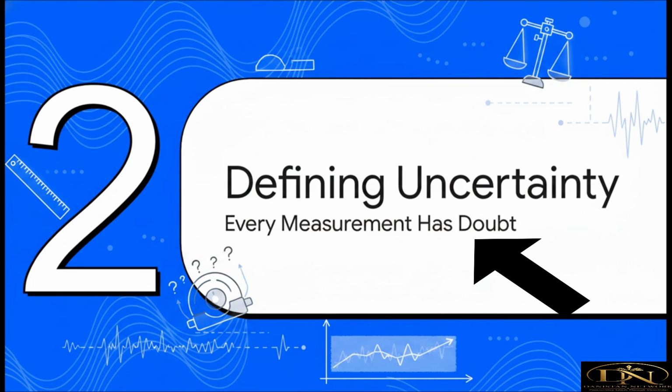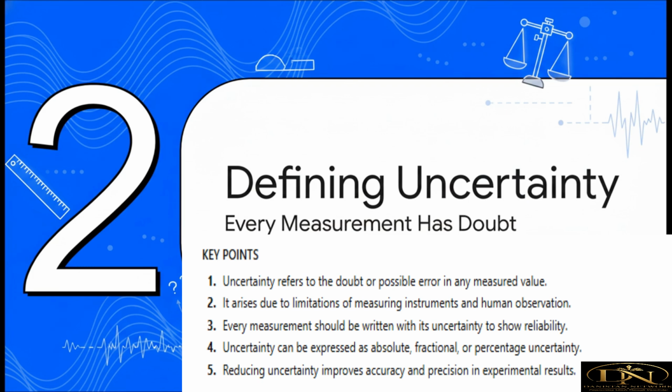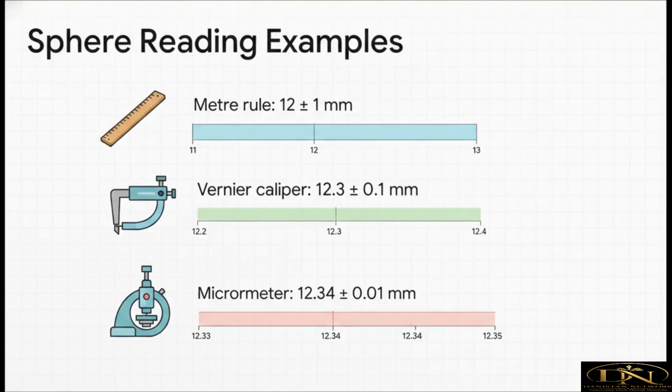This is a huge concept in science, you guys. It's basically how we put a number on that little bit of doubt that comes with every single measurement we ever make. Just check this out. Look what happens with our steel sphere when we use the different tools. With a simple ruler, we might get 12 plus or minus 1 millimeter. The vernier caliper tightens that up to 12.3 plus or minus 0.1 millimeter. And then the micrometer? Wow, 12.34 plus or minus 0.01 millimeter. See the pattern? The reading gets more and more specific, and that plus or minus number, that's our uncertainty. It just keeps getting smaller and smaller. We're zeroing in on the true value.